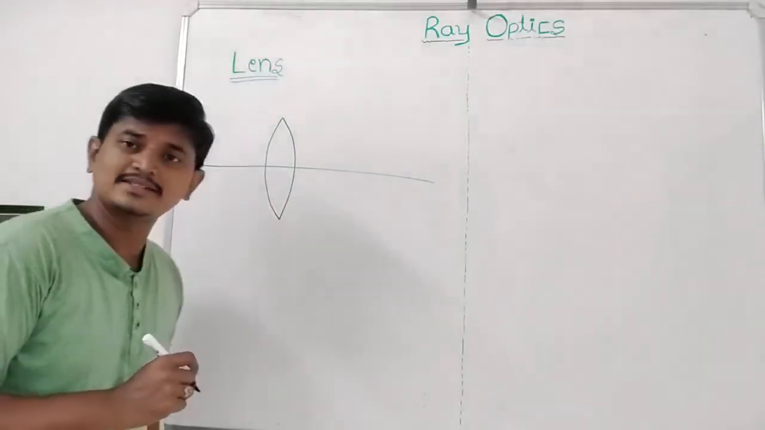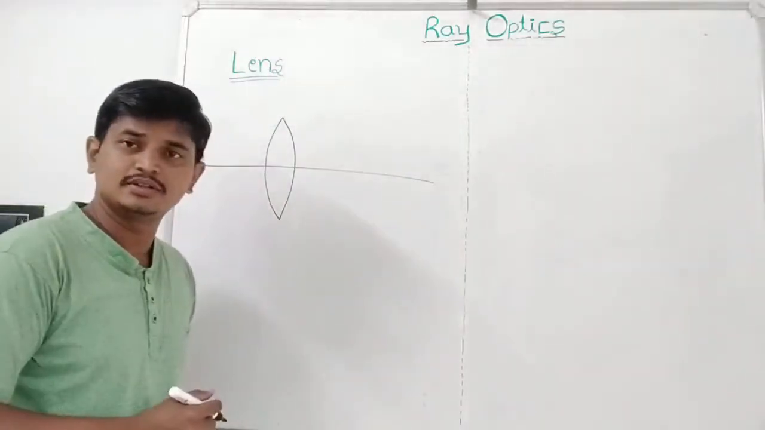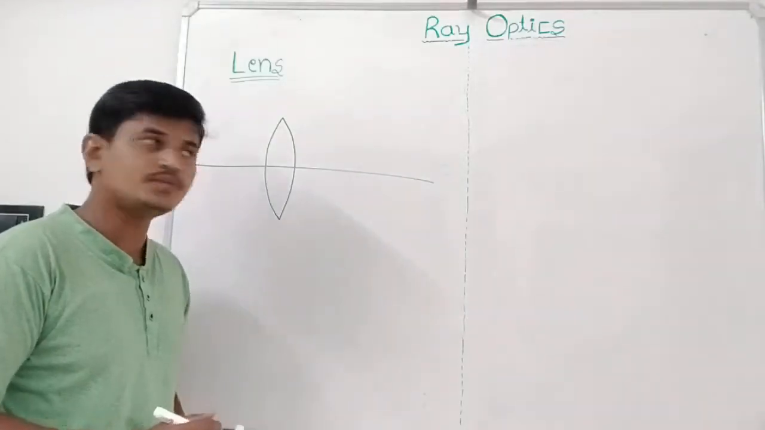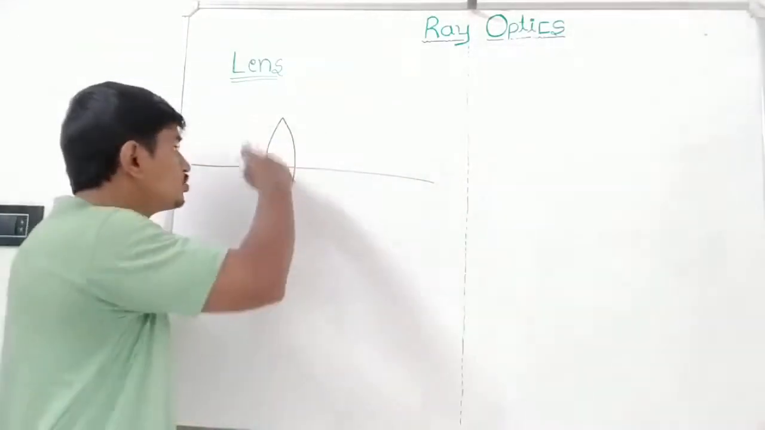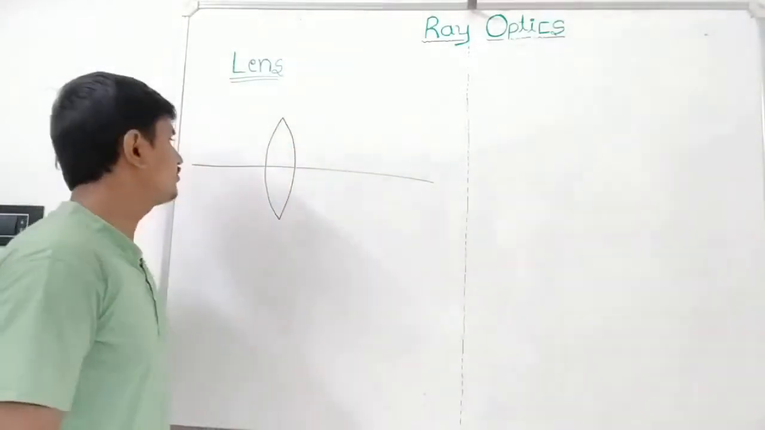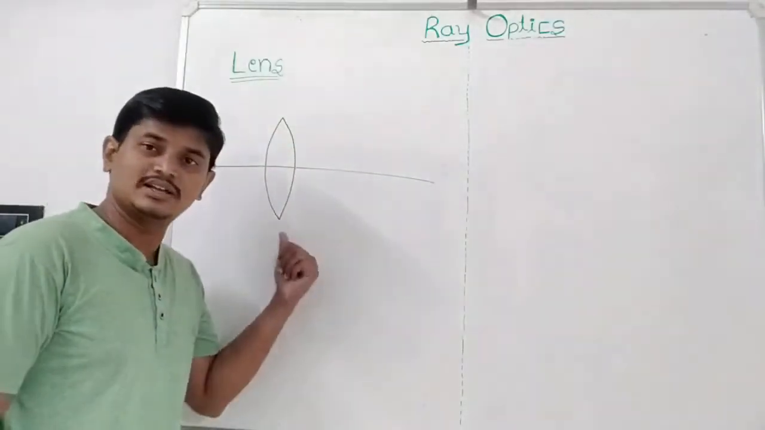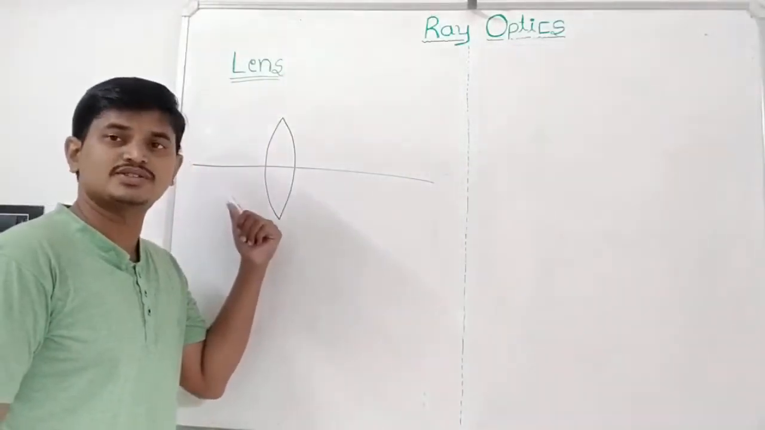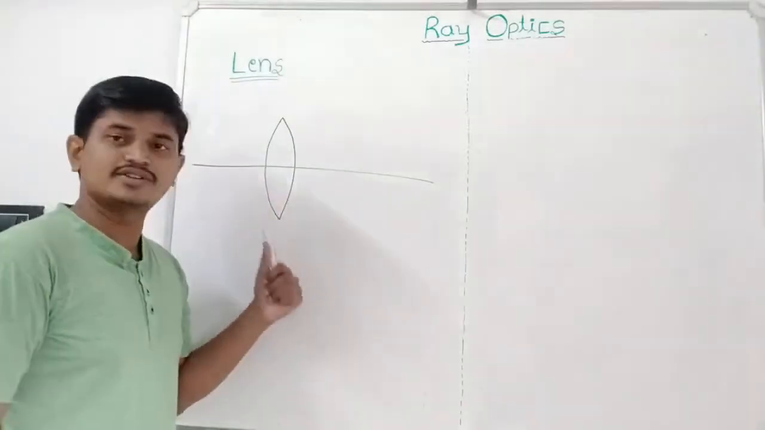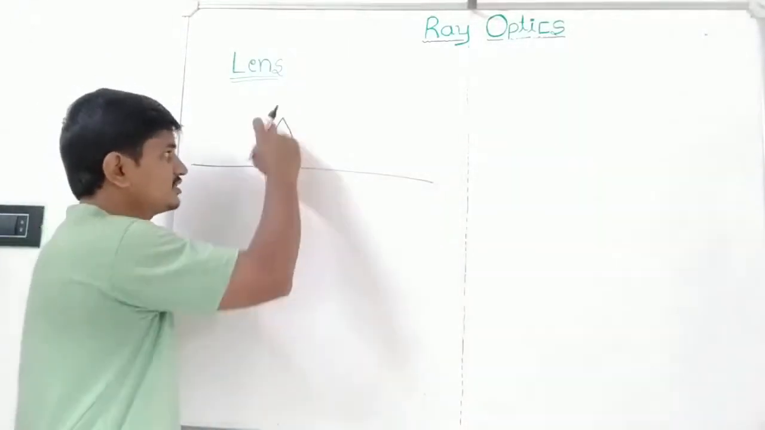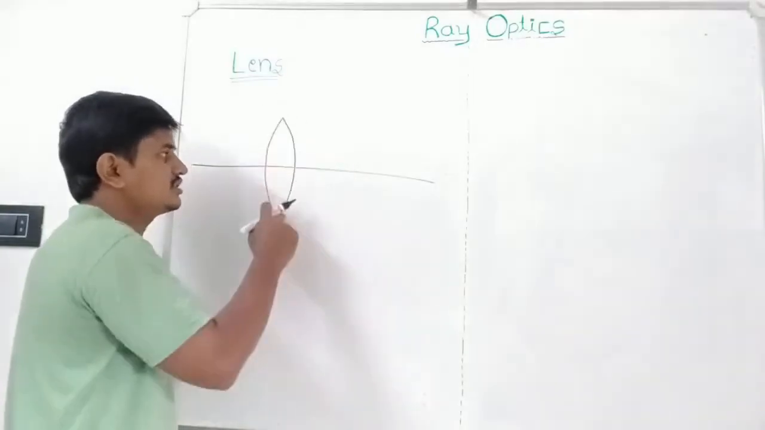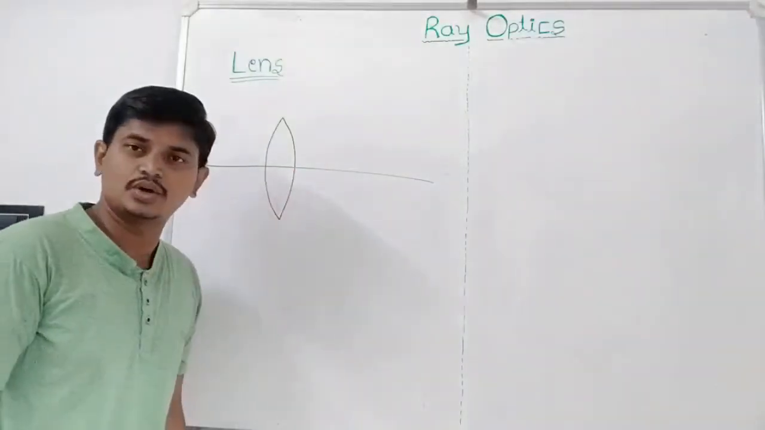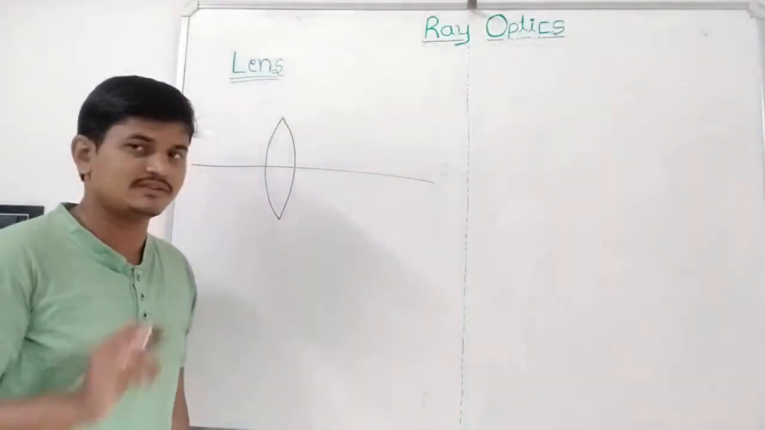See, what is this principal axis? I have told this word many times. The principal axis is a straight line passing through the two centers of curvature of the two surfaces. The principal axis of a lens is a straight line passing through the centers of curvature of the two surfaces. See, this is one surface, its center of curvature is somewhere here, and this is another surface, its center of curvature is on this side, and the line passing through these two is what we call the principal axis. This is the first thing.